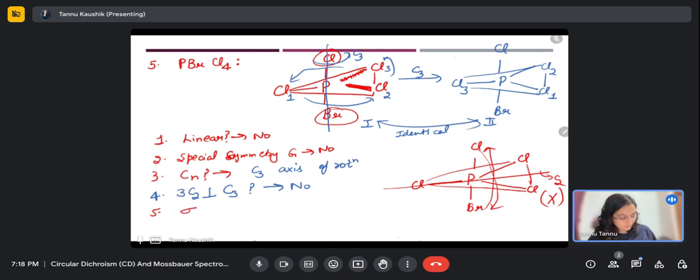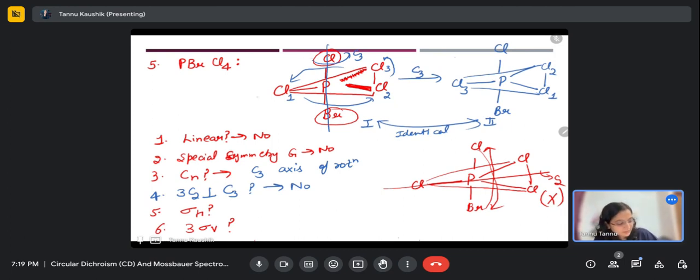Then we will be asking whether the molecule has a horizontal plane. So again, the only plane perpendicular to the C3 axis is this plane which contains these three Cl atoms and this phosphorus atom. So if we reflect the molecule along this horizontal plane, then this chlorine and bromine atom will change their positions. So we don't have a horizontal plane in the molecule. Next is, do we have 3 sigma V in the plane? So yes, we have 3 sigma V in the plane.